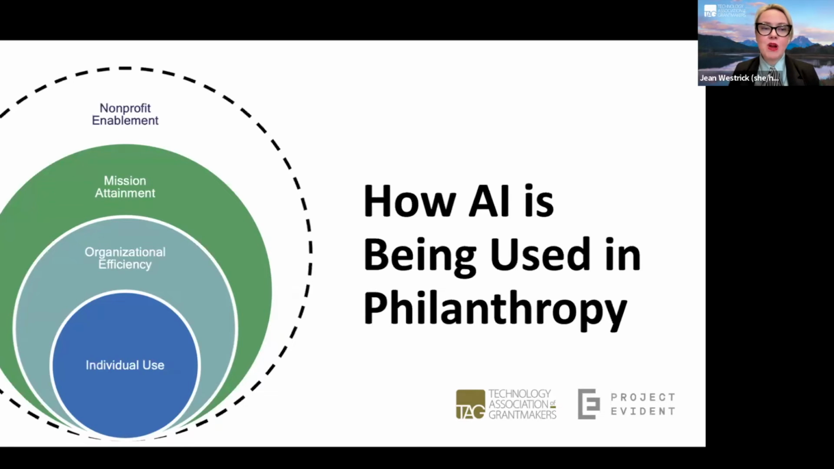And then the nonprofit enablement, we put this here because at TAG, we speak largely to funders, and we recognize that funders are in a position, and they should be in a position, to support and enable their own nonprofit partners with the adoption of AI as well. I think this framework is applicable for both audiences because it is a starting point and gives you considerations that could be tailored to your own organizational context.